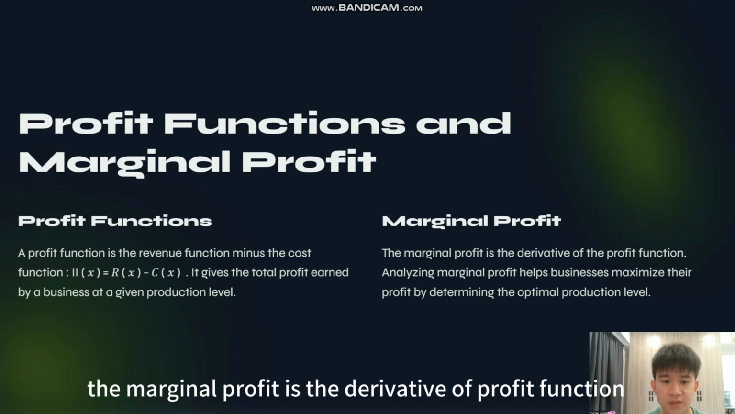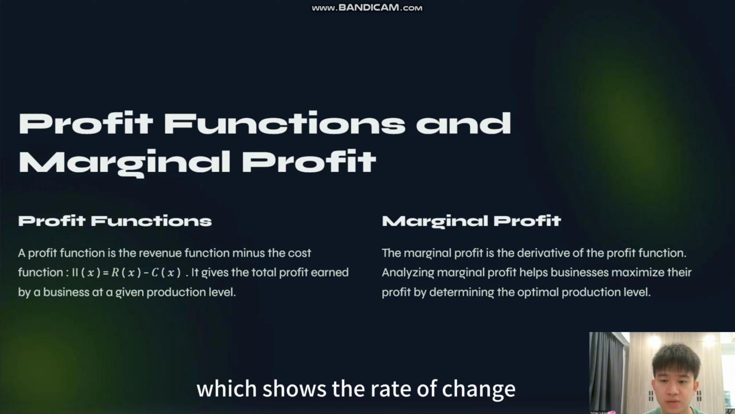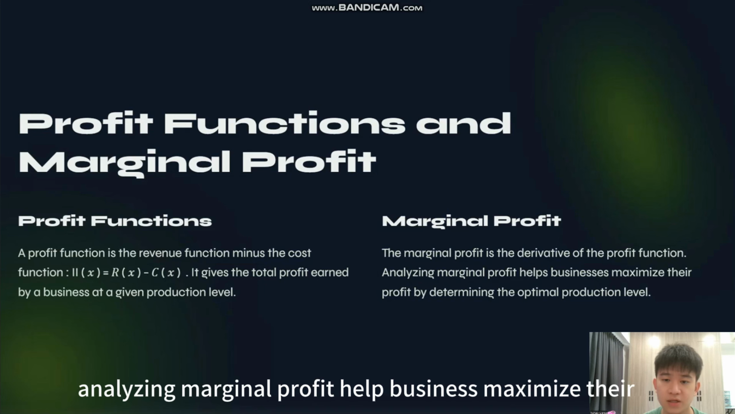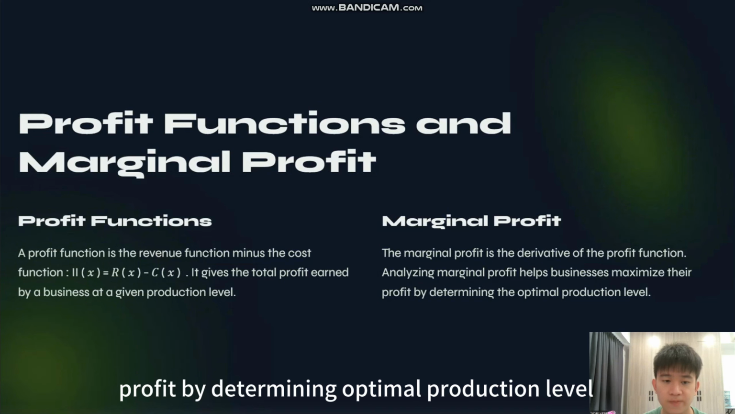The marginal profit is the derivative of the profit function, which shows the rate of change of profit with respect to the number of goods produced. Analyzing marginal profit helps businesses maximize their profit by determining the optimal production level.